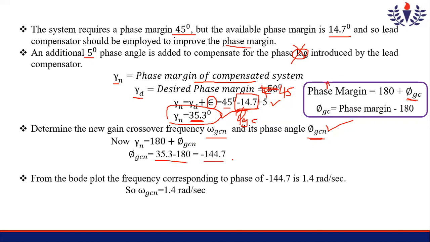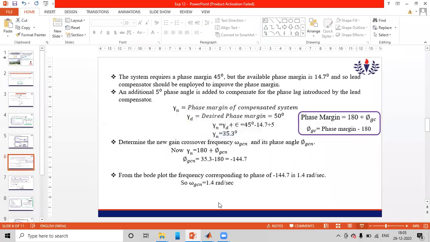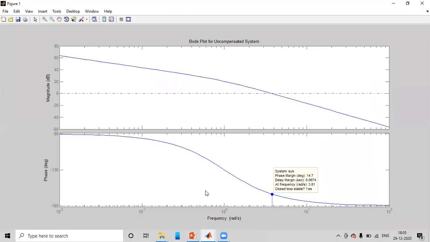Now in the Bode plot, in the phase plot, we need to cross check from the graph what frequency corresponds to this angle, minus 144.7. In this phase plot, we need to find where the angle is minus 144.7, and at that point, what the frequency is. If you observe here, the phase angle is minus 134. We'll move along: 138, 139, minus 140, up to minus 144.7.